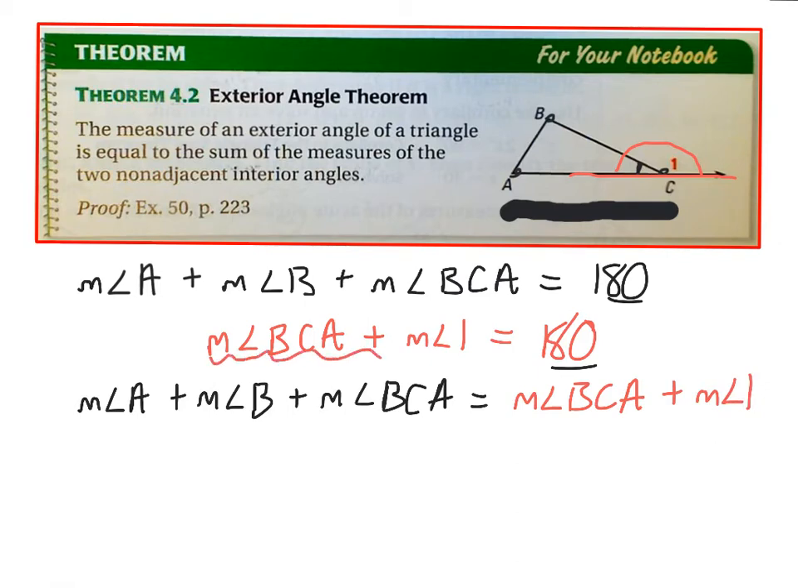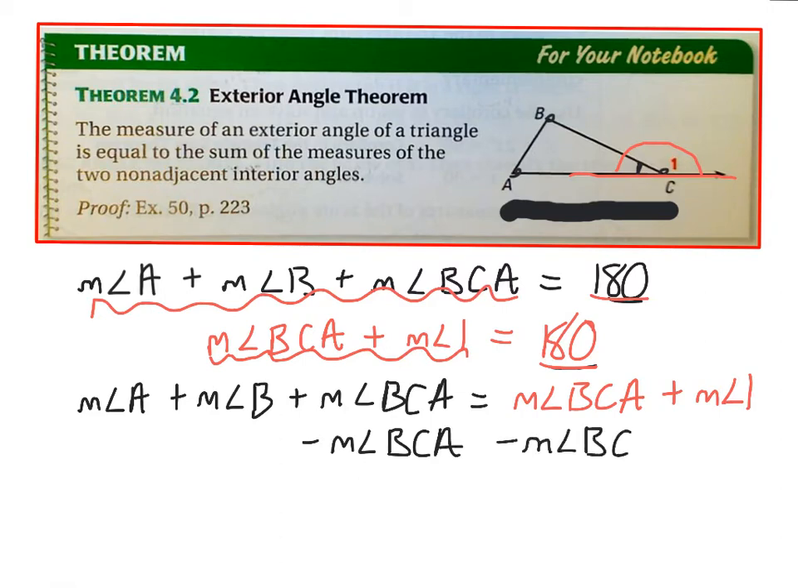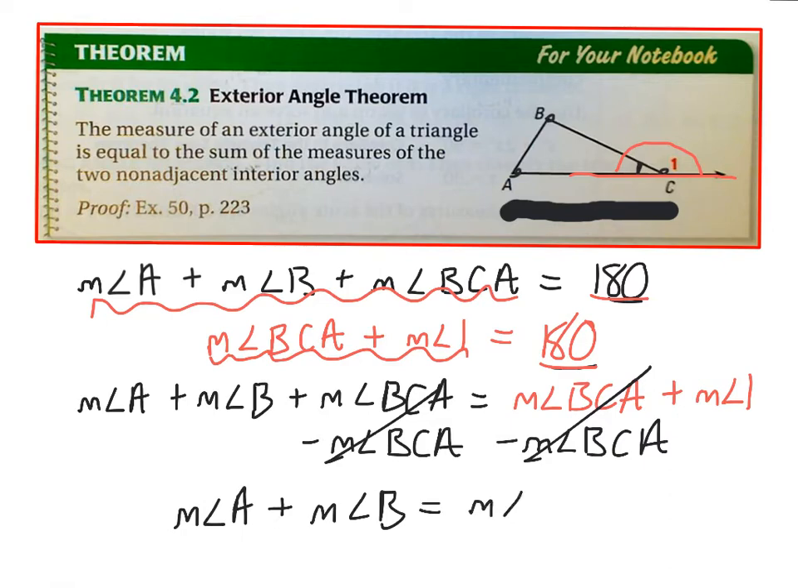So now I've taken these two expressions and set them equal to one another since they were both equal to 180. Now, if you notice, both of them have the measure of angle BCA in common. So I'm going to subtract the measure of angle BCA from both sides. Those cancel out, those cancel out. Now I know that the measure of angle A plus the measure of angle B is going to equal the measure of angle 1. So these two interior angles are going to add up to the sum of that exterior angle that is non-adjacent to them.